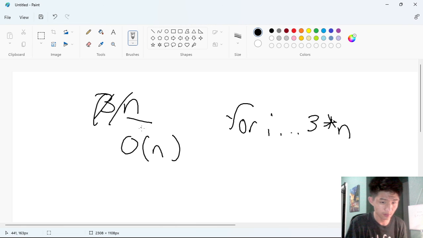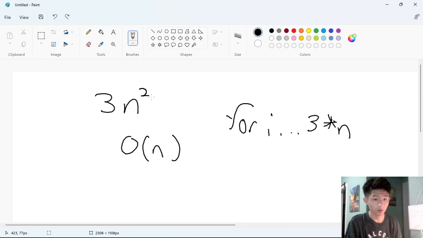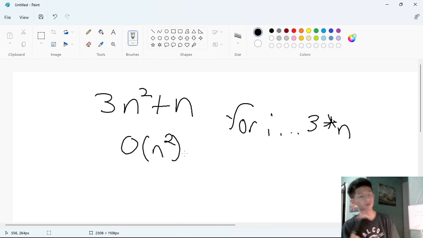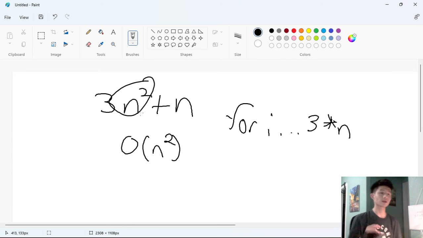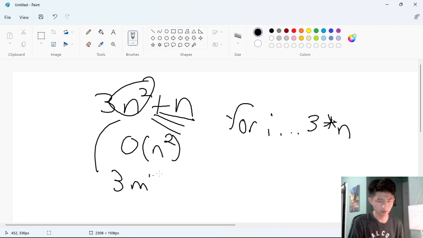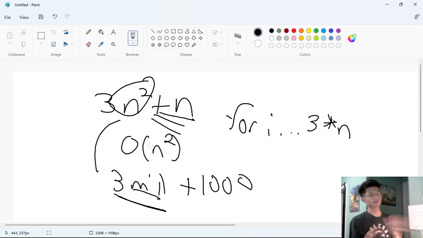For example, if I had 3n squared plus n, this would be n squared. The big O notation would be n squared because n squared is more important. So as n grows bigger, this smaller n is going to lead to less significant numbers. If I put 1,000 for n, this would yield 3 million, while this would only yield 1,000 operations, and we only care about 3 million. We only take the biggest one.